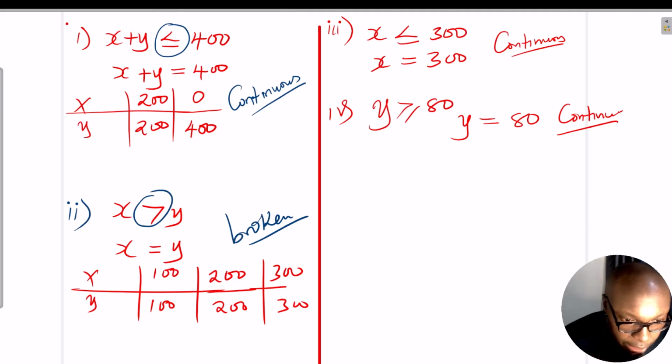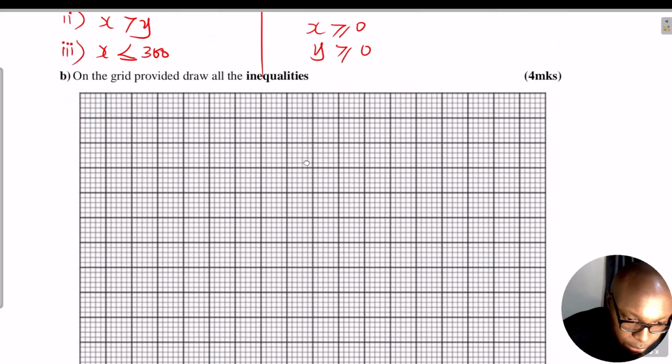Now let's go to the first line. And the scale, when I look at these points, the scale that I'm going to use is 50. 50 is okay. So let me go to the graph. This is 0. So use 50, 100, 150, 200, 250, 300, 350, 400, 450. So those are the points.